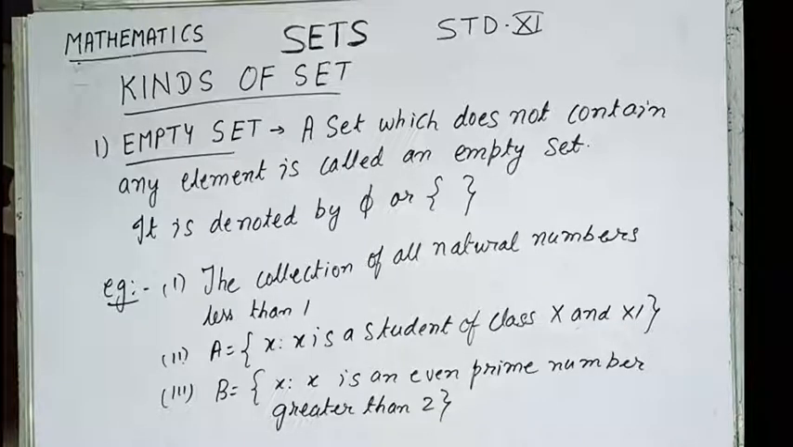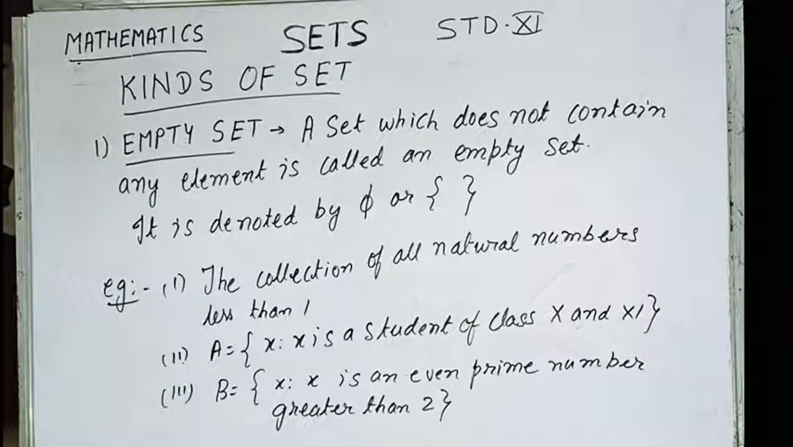Hello students, let us come to the second section of the chapter sets. In the first section we dealt with what is a set and which type of collection will be called a set. Now in the second section we will be coming to the kinds or types of sets, in which number one we will be writing the empty set.